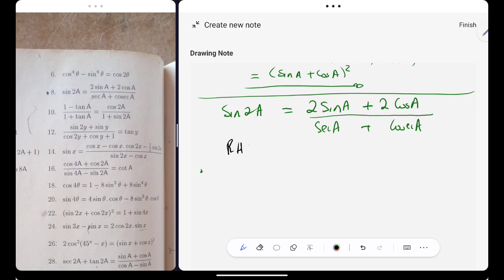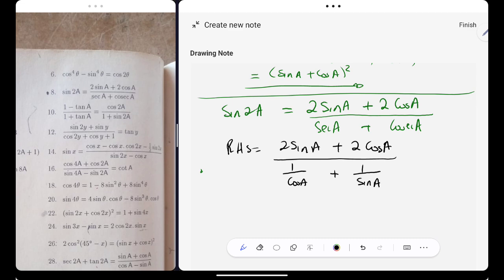So I'll simply say the right hand side is equal to 2 sine a plus 2 cos a. And then all I need to do, guys, is to just change these things and write them in terms of sine and cos. I'll have 1 over cos a plus 1 over sine a, like that. Are we together?